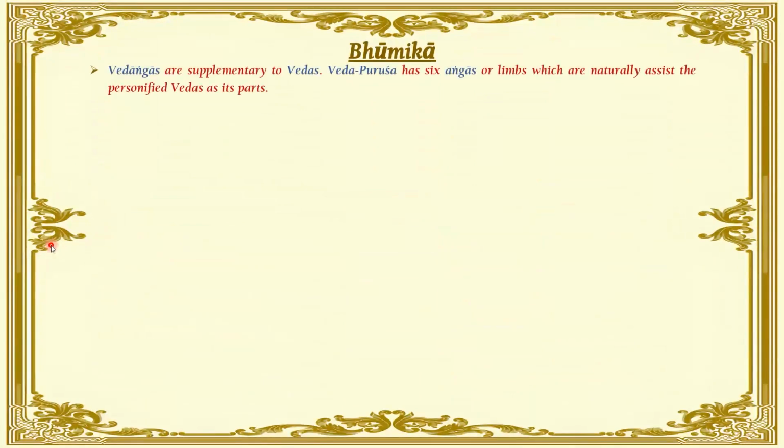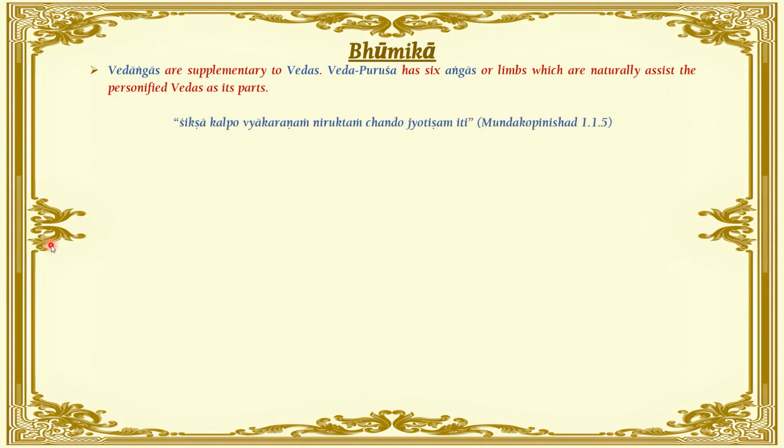Bhumika means the basis. So Vedanga is supplementary to Vedas. Veda-purusha has 6 angas or limbs which are naturally to assist the personified Vedas as its parts. So limbs are there in a human body. We have the hands, the feet to assist the human body, to assist a person. So similarly, these angas, these limbs, are to assist. How and what we'll see later.